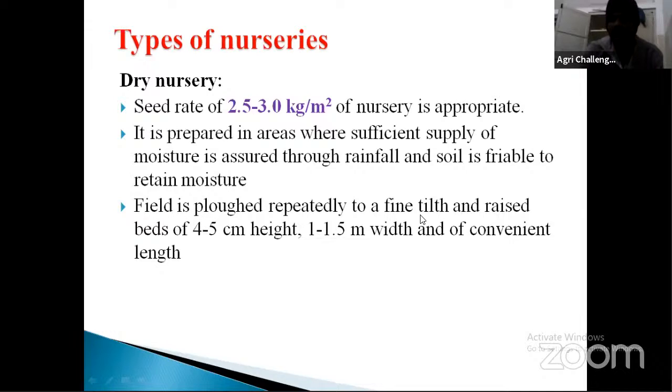Here the field is plowed repeatedly to a fine tilth, and raised beds of 4 to 5 centimeters height and 1 to 1.5 meters width and of convenient length are prepared.